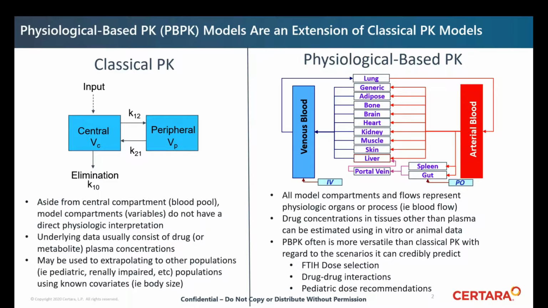Most of the main features of classical models do not have what I would call a direct physiologic interpretation. The peripheral compartment is largely an empirical construct that's introduced into the model to essentially mimic certain behaviors of the drug in the blood pool, most notably that it exhibits a two-compartment behavior. But the peripheral compartment itself does not have an interpretation in a physiological sense.